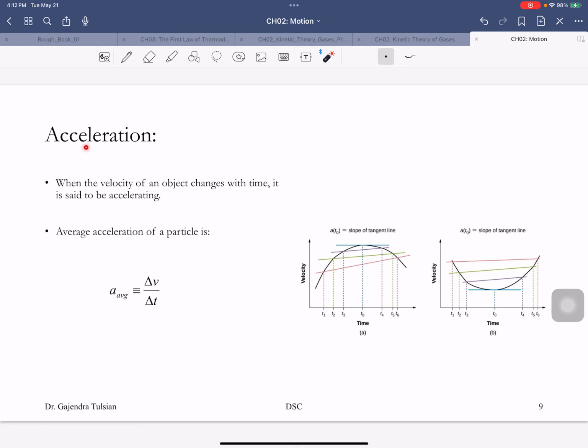Acceleration: when your velocity changes, you're accelerating. Okay, anytime your velocity changes. And acceleration is defined as the change in velocity divided by the time over which that change happened. So if your velocity changes by a certain amount, and that happens in a short interval of time, then your acceleration is high.